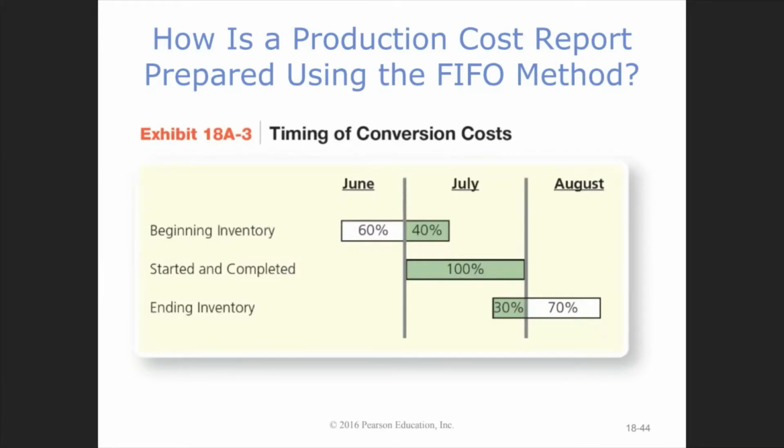And then here we've got the timing of conversion costs. So we've got our beginning inventory was 60% in June. And then in July, we started and completed, we had 40% beginning inventory. We started and completed 100%, and our ending inventory was 30%. And then in August, we were left with 70% ending inventory.